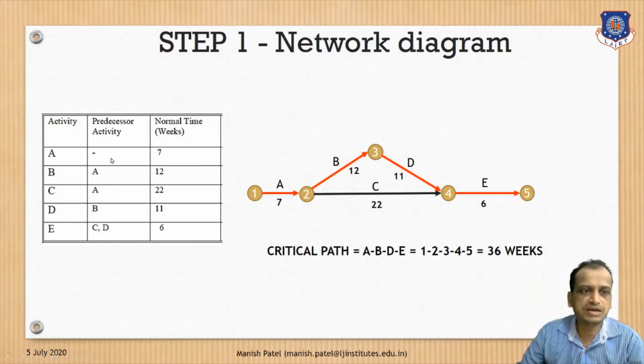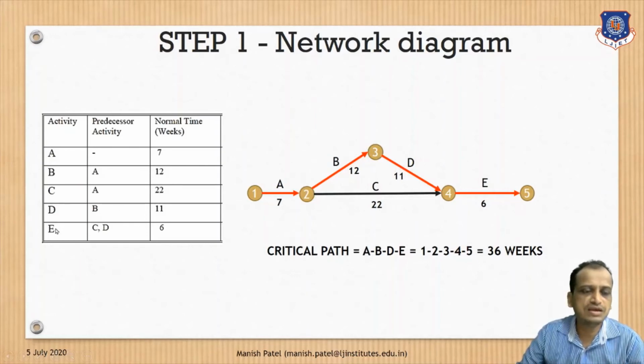A has no predecessor activity, so we will draw A activity here with 7 normal time. So 1, 2 is the event, and here the arrow is the activity. So A does not have any predecessor. Now B and C have A as predecessor, and B completion time is 12 weeks and C 22 weeks. For D, the predecessor is B. So D starts when B completes.